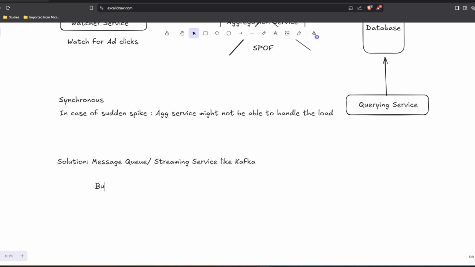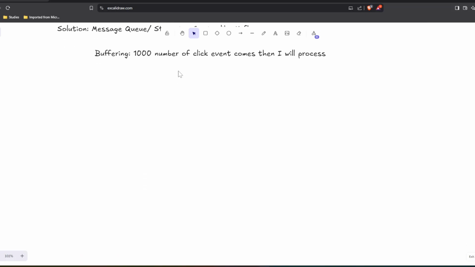So what kind of advantages does it provide? It provides some kind of buffering advantage. It might say that only when 1,000 click events come, then I will process. So I can take advantage of this buffering. And in case I need more consumers or more producers, they can scale independently of Kafka. And of course, in case the consumer or the producer goes down, we do not really care because all the messages are persisted in Kafka. Okay, so let's discuss this in a little more detail.